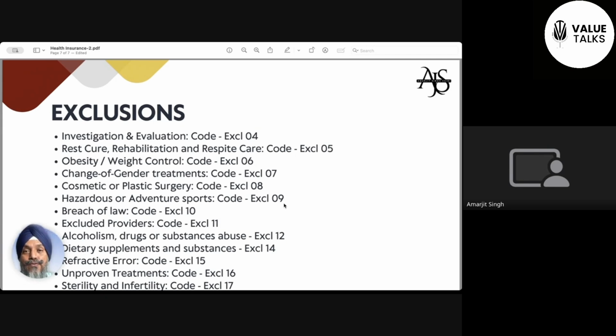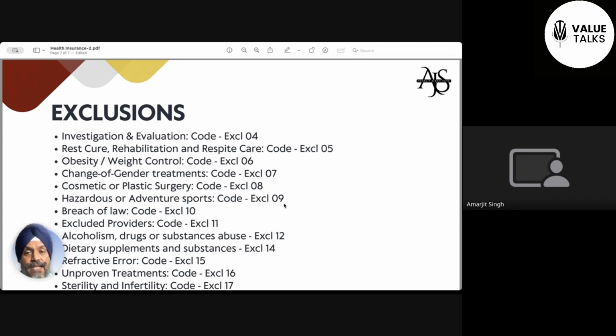Don't go to those hospitals which are excluded, because IRDA allows insurance companies to refuse paying even a reimbursement claim. Forget about cashless. A reimbursement claim is also not payable if the company puts a hospital in the excluded providers list. Like in Gurgaon, we have two hospitals which are excluded providers. Then there is alcoholism, drug and substance abuse. This is also generally not covered in your policies.